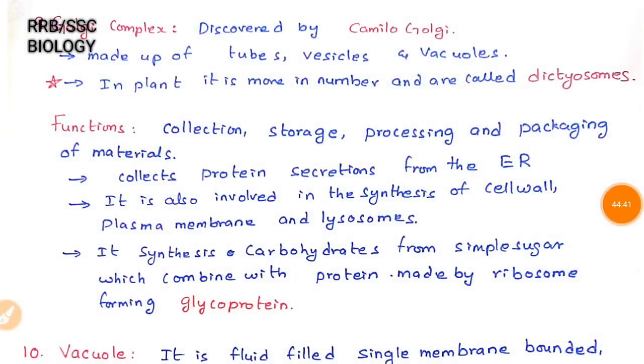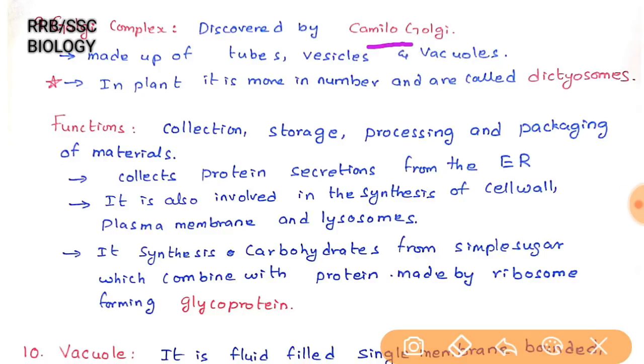Now we will see the Golgi complex, discovered by Camillo Golgi. Okay friends, he found an organelle within the cell and it was named after him, which is called the Golgi complex. It is made up of tubes, vesicles and vacuoles.